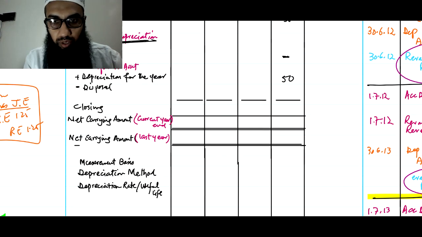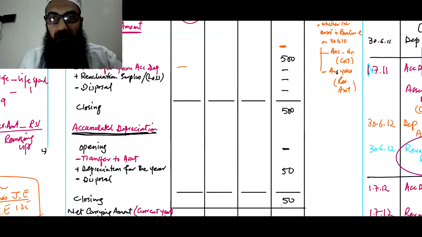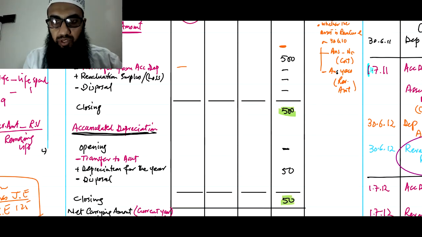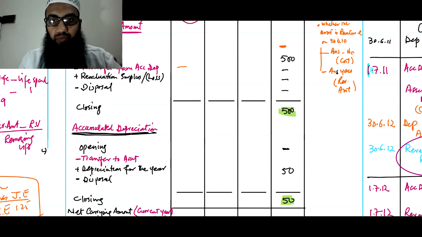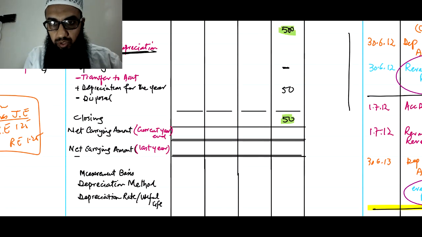So our total accumulated depreciation is 50. And our carrying amount, our WDV will be 500 cost minus accumulated depreciation is equal to 450. It will be 450. Gross carrying amount 450.